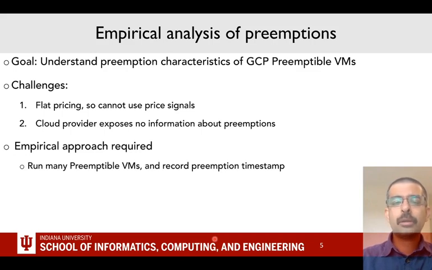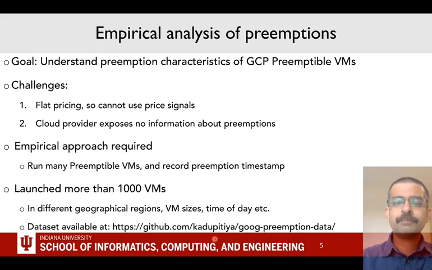So we ran a large number of preemptible VMs and recorded when they were preempted. We ended up launching more than 1,000 VMs across geographical regions with VMs of different number of CPU cores and memory sizes at different times of day, running different workloads, etc. And our complete data set is available at this URL if you want to analyze it.